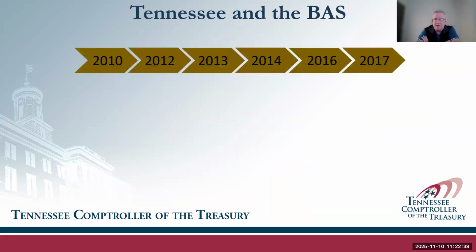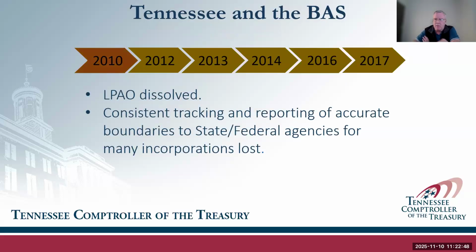Okay, let's talk about Tennessee and the BAS. And this is a little timeline on how we got to where we currently are. In 2010, the Local Planning Assistance Office was dissolved. The Local Planning Assistance Office had contracted with a lot of cities and counties, and they did all the heavy lifting as far as sending annexations or de-annexations to the census for the BAS. This was lost when they went away.